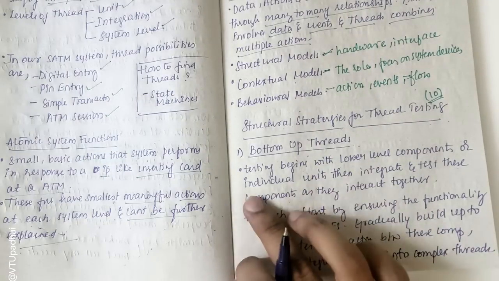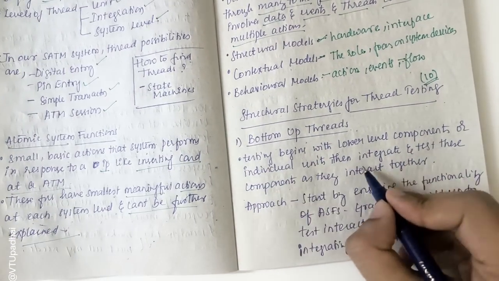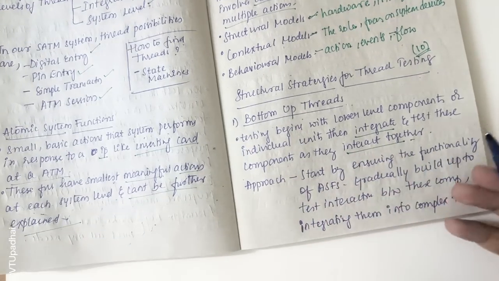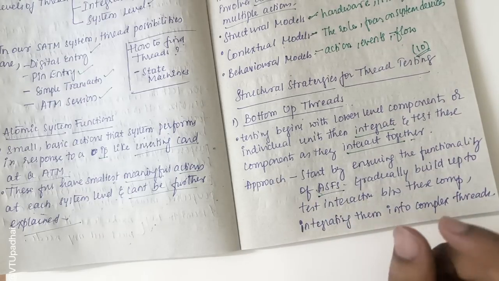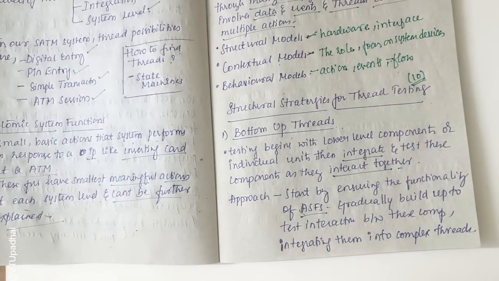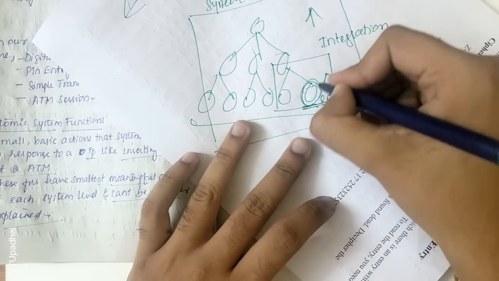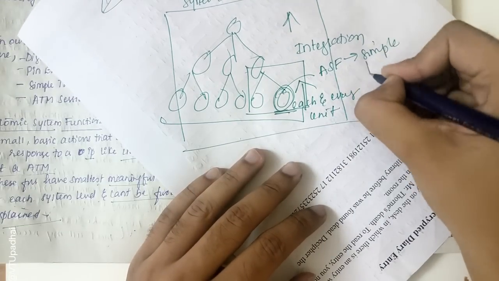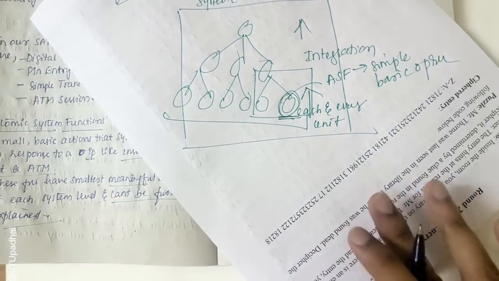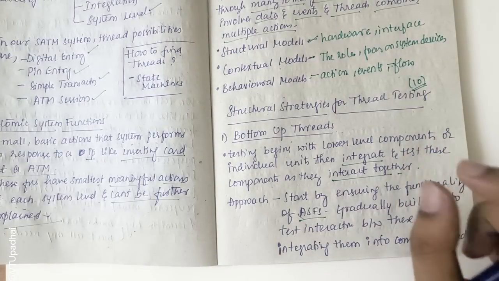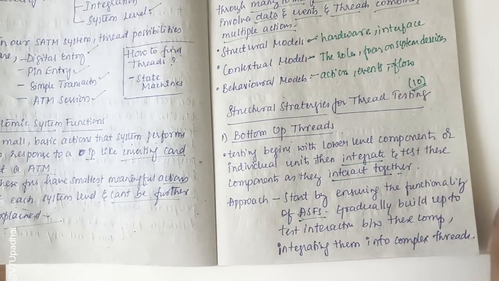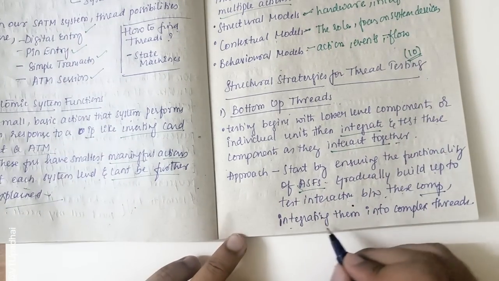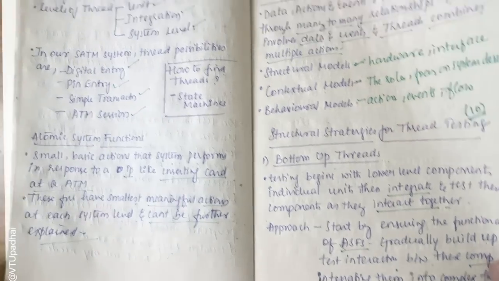Bottom-up thread testing begins with lower level components or individual units. Then we integrate and test these components as they interact together. So the approach is, first I start by ensuring the functionality of the ASFs, the atomic system functions. The function which I'm starting with has to be an ASF, that is, it should not be further split. It should be a very simple and basic operation. Assuming that the lowest level I've selected is ASF, I move further, gradually building upon the test interactions between these components and then integrating them to form complex threads.